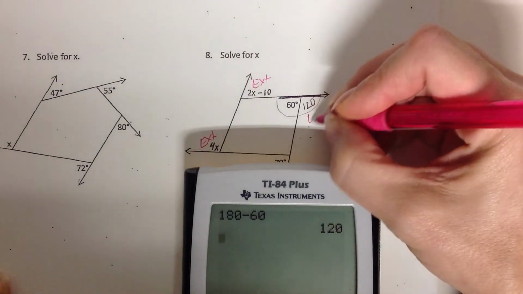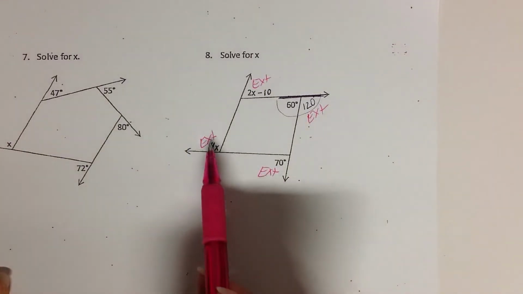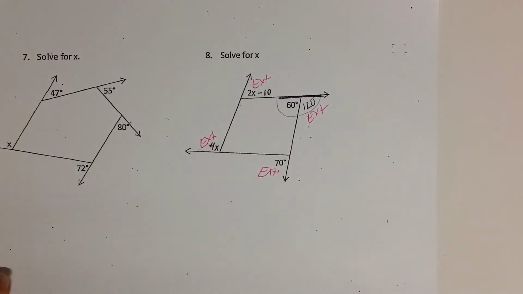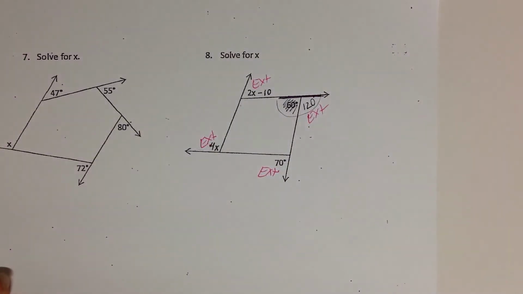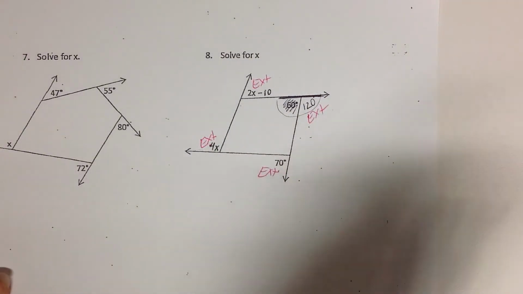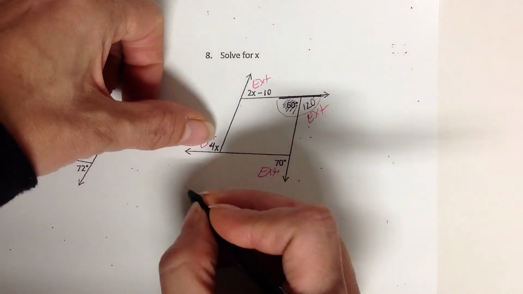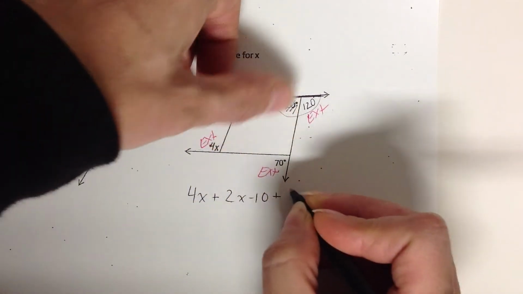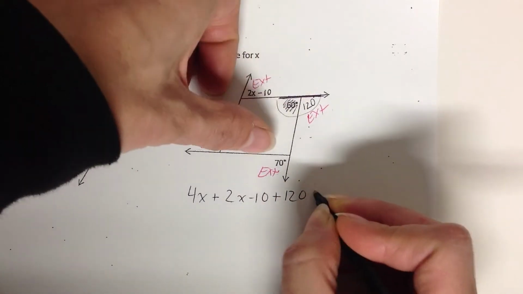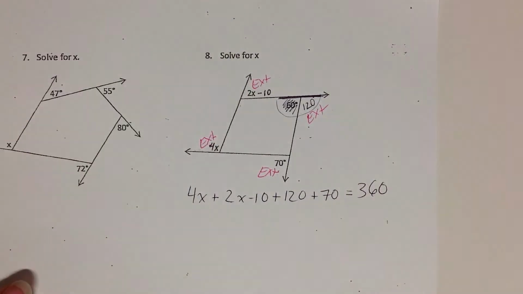Now, problem solving here, my strategy, I'm looking at what I have and I realize that at this point I have an exterior angle at each vertex. I'm going to get rid of that interior angle because I don't want to accidentally use that. What do I know about the exterior angle sum? I know that they always add up to 360 degrees. So I'm going to take my exterior angles, 4x, 2x minus 10, 120, and 70, and I'm going to total those to be 360, the exterior angle sum for every shape, even this quadrilateral.